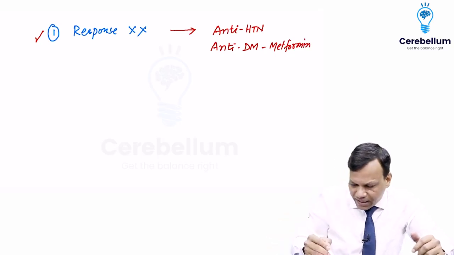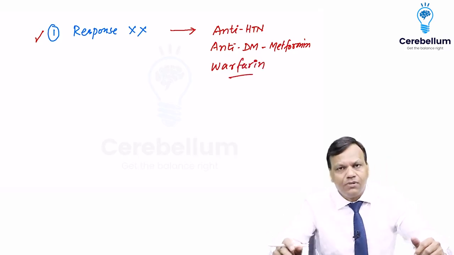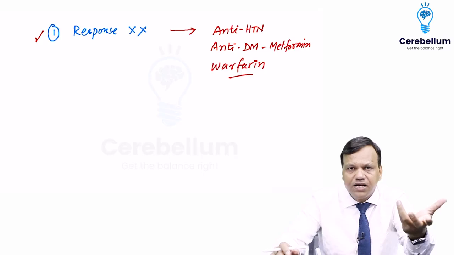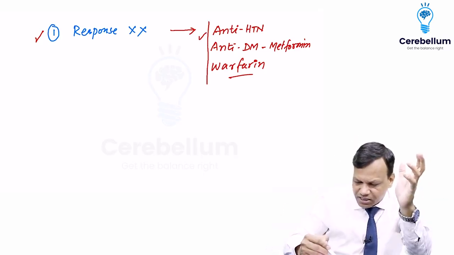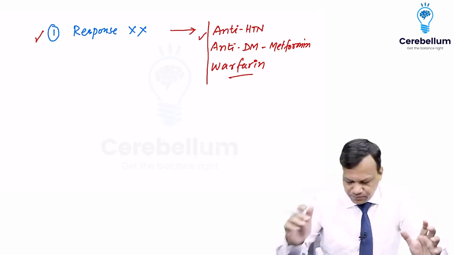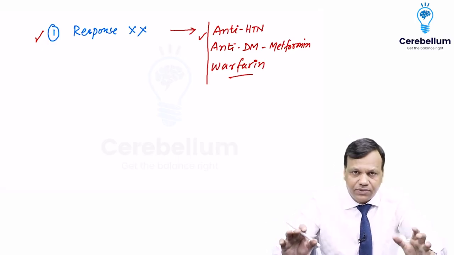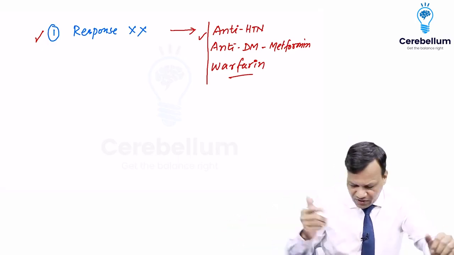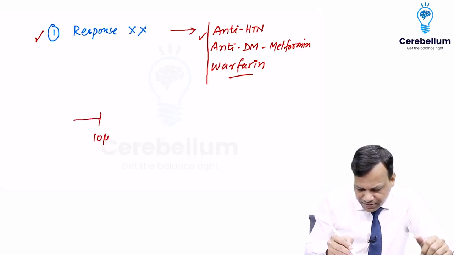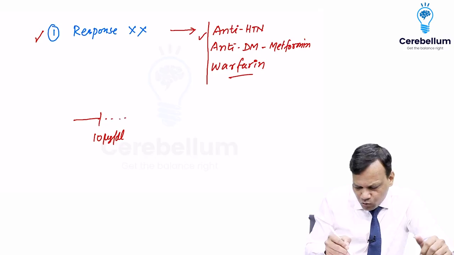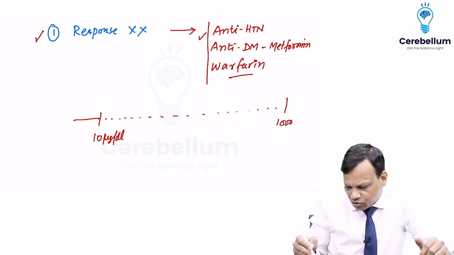Third, for anticoagulants like warfarin, we can easily measure the prothrombin time. For heparin, we can measure the APTT. So there is no point in doing TDM. So remember, for these three types of drugs, we will never do TDM. Suppose we are not able to measure the response, but the drug is very, very safe. Very, very safe means the effect of the drug will start at 10 microgram per deciliter. There will be no side effect even if the plasma concentration reaches very high, maybe up to 1000 microgram per deciliter.